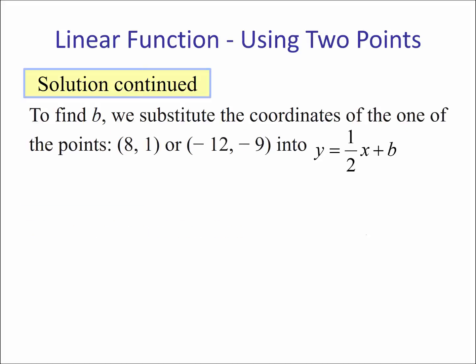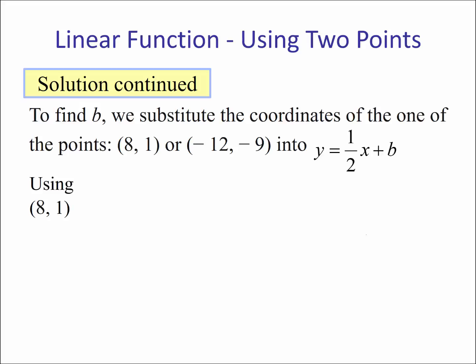Next, we need to find the value of b. We substitute 1/2 in for m, and then we pick a point and we solve for b. Again, I'm going to show you, you don't have to do this, but I'm going to use the first point and get the value of b, and then I'll show you using the second point we get exactly the same value of b.